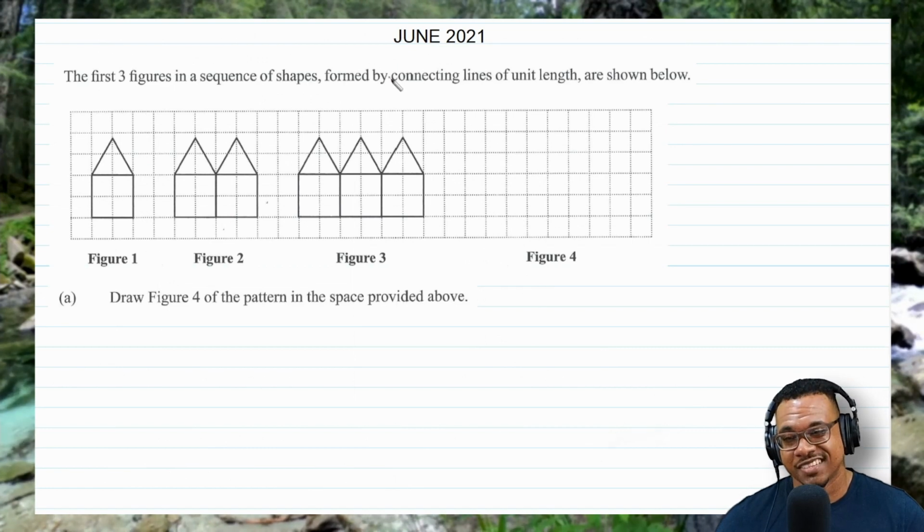So now let's move on to question 7 for June 2021. So we have that the first three figures in a sequence of shapes formed by connecting lines of unit length are shown below. So we have figure 1, figure 2, figure 3. So what I want us to do here for part A is to draw figure 4 of the pattern in the space provided above. So what I'll do is skip 2 blocks and draw back figure 3 pattern.